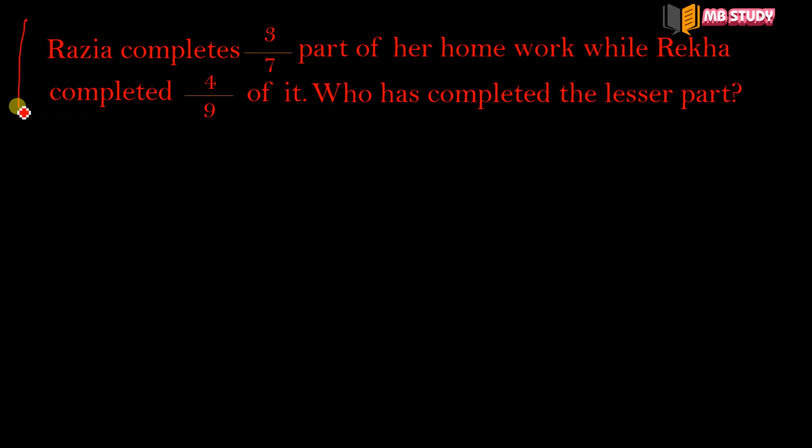For comparing fractions, we have to equalize the denominators. If the denominators are equal, we can easily compare the given fractions. So now equalize the given fractions. The given fractions are unlike fractions, and we have to convert these unlike fractions to like fractions.